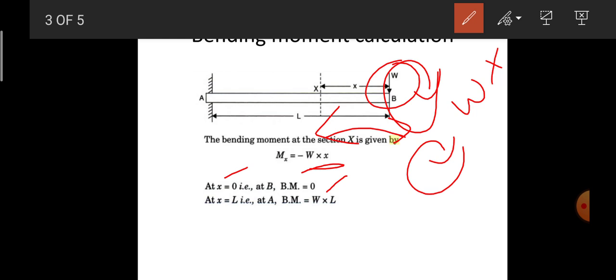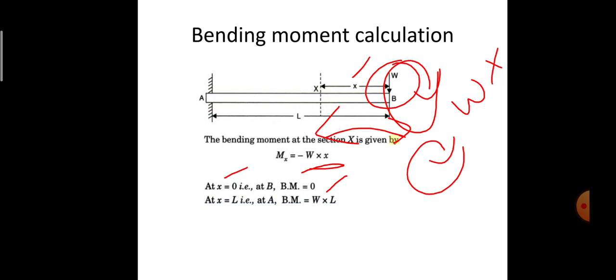Next is finding the bending moment at point A. At point A the X value is equal to L. So W into L, therefore it is equal to W into L at position A. So this is how to calculate the bending moment for the cantilever beam in case of a concentrated load at the free end.